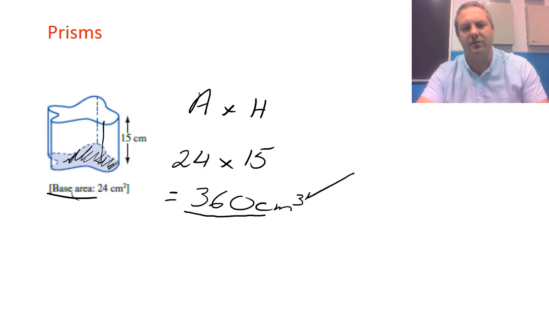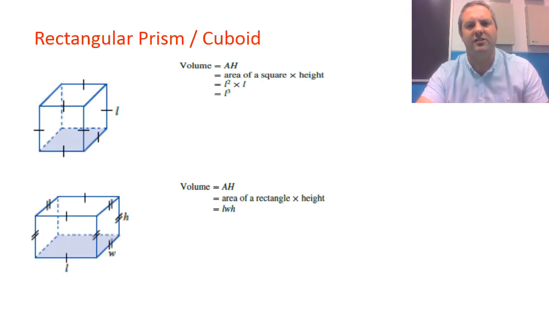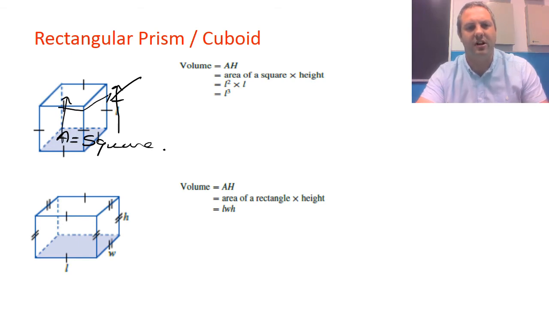Now remember, because we're doing volume, you must use the 3. We're not squaring it anymore. Moving forward. These are another examples of prisms. Here we have our cuboid. Now, as you can see, our area here is a square. That means basically that square follows all the way through up until the top. Just think of it like sliced bread. The squares are going to be the same shape all the way through.